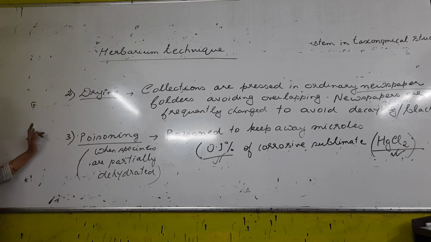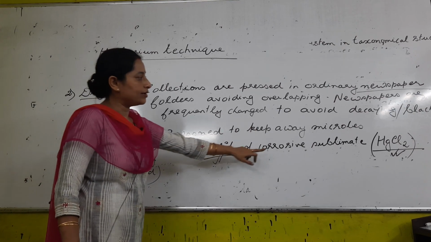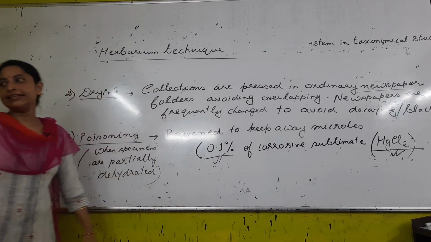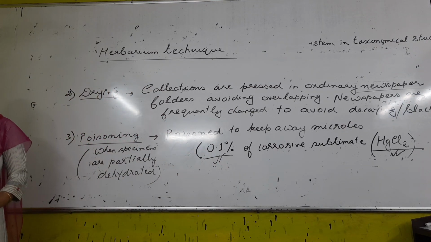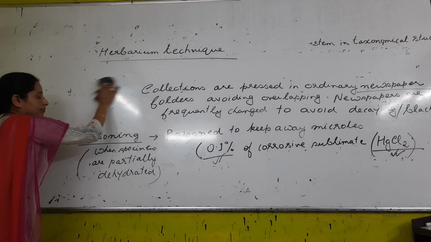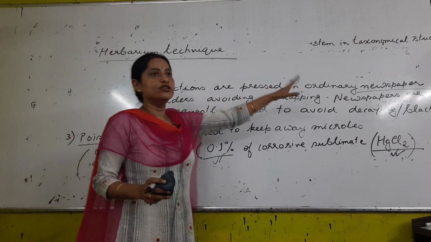So, as I said, the sequence is important. First is collection, second is drying, third is poisoning. In poisoning, the point that is important is the example, right? HgCl2, mercuric chloride. Our drying part uses newspapers.